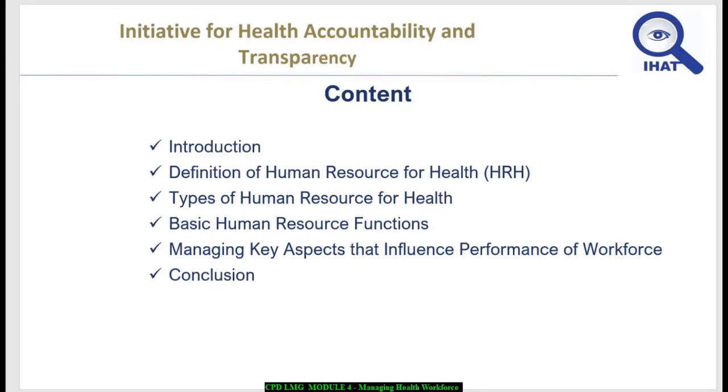The outline of this module includes introduction of basic human resource issues, definition of human resource for health, types of human resource for health. We will look at basic human resource functions and also managing key aspects that influence performance of workforce. And then we'll look at the conclusion of the module.